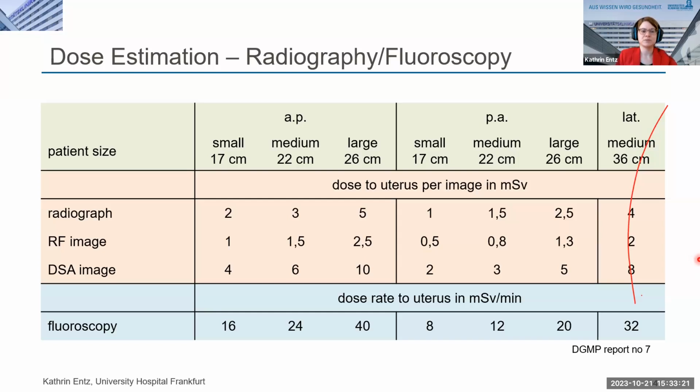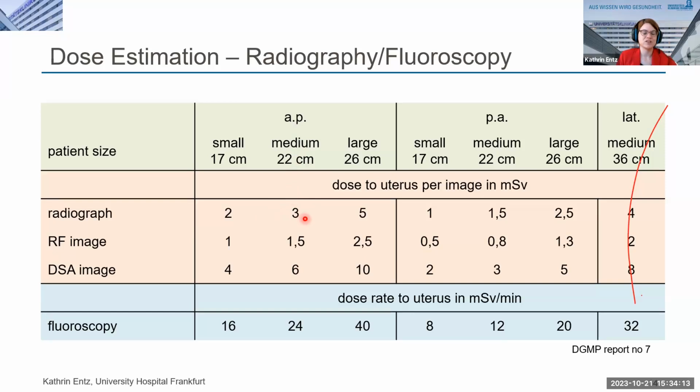So here you have this table where you can see the different types of imaging, and for different views, for example, AP view or PA view, and different patient sizes, like a small patient, medium, and large patient. And you would simply take whatever was appropriate for that examination. For example, if you have a radiograph, you would look here in this line, take, for example, an AP view with a medium patient, and then you would have 3 millisievert dose to the uterus for that radiograph. This table here gives you values that are very conservative, so are actually more likely going to overestimate the dose to the uterus and therefore the dose to the child.